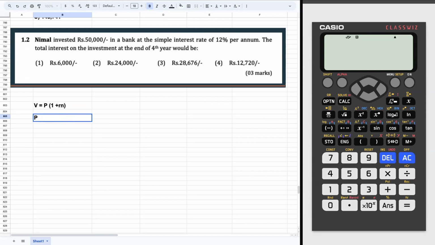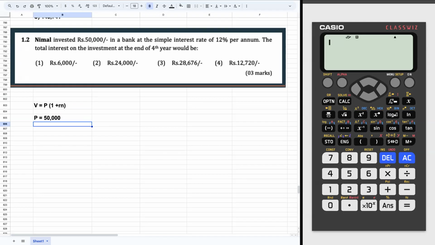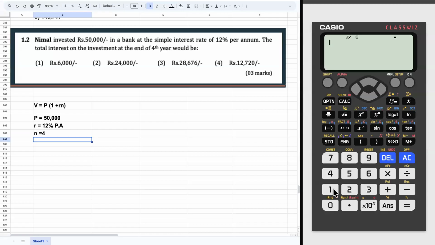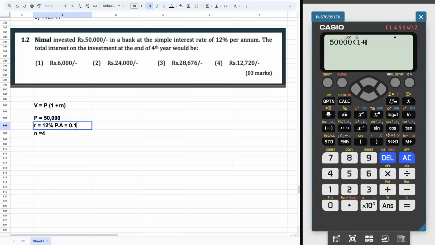In this, the principal amount, the initial amount we are investing, is 50,000. At the same time, R is 12 percent per annum, right? For every year, we are going to get this, and we are going to invest for 4 years. That's what the fourth year in the question means. So n is equal to 4. Simply we can put it in the equation: 50,000 open bracket 1 plus R, which is 12 percent, so 12 percent means 0.12.